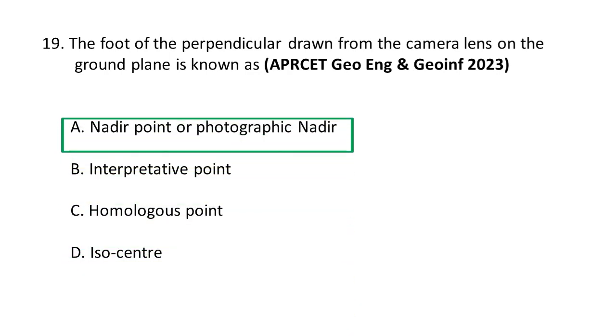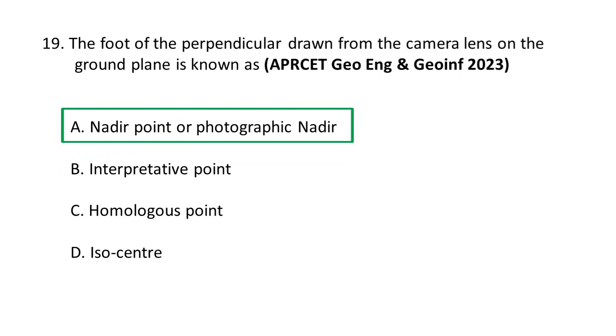So nadir is the point vertically beneath the camera center at the time of the exposure. The point on the photo that falls on a line halfway between the principal point and the nadir point is the isocenter. On a true vertical aerial photograph, all three of these would be at the same point. So A, nadir point or photographic nadir, is the correct option.